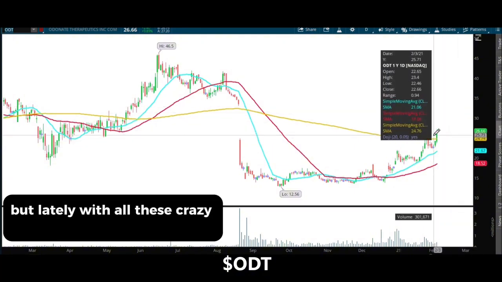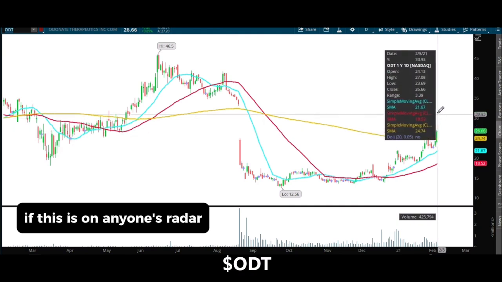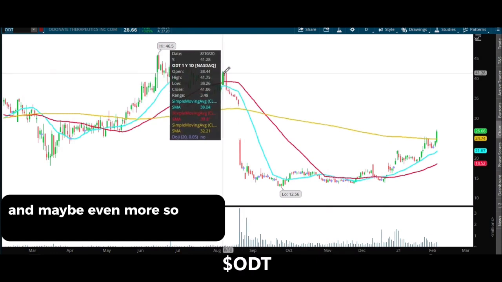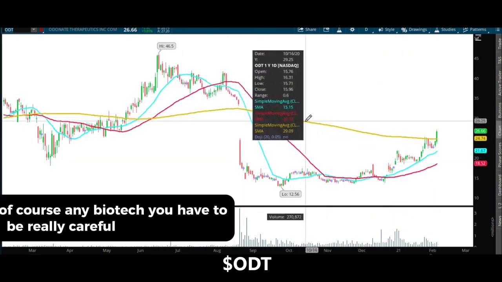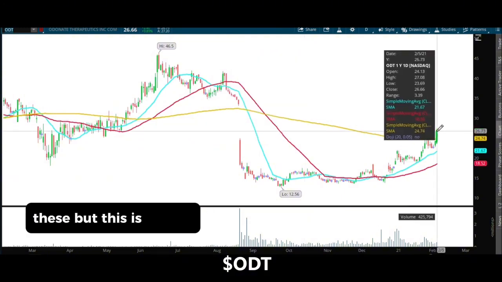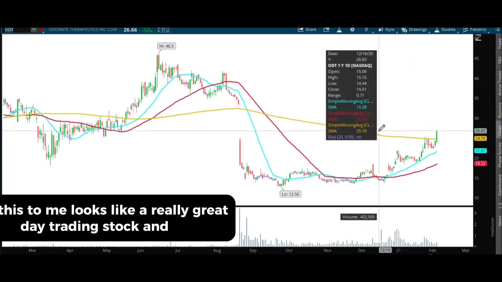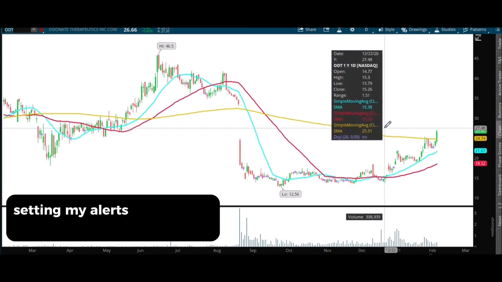But lately, with all these crazy short squeezes we're seeing, if this is on anyone's radar, we really could see it start to get bought up to fill the gap here, and maybe even more so than that. Of course, with any biotech, you have to be really careful. At any moment, a biotech could flush 25% down, and you just have to be very careful with these. But to me this looks like a really great day trading stock, and I'll be taking a closer look at this and keeping an eye on this, setting my alerts. Looks like a great opportunity.